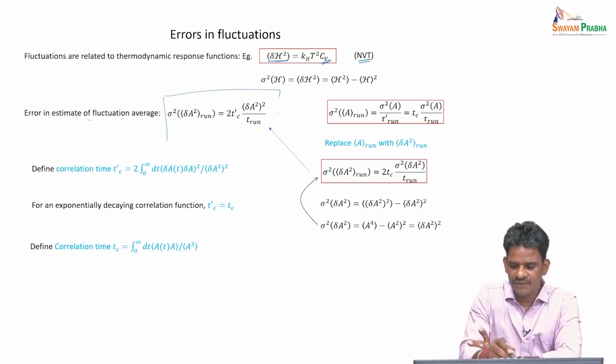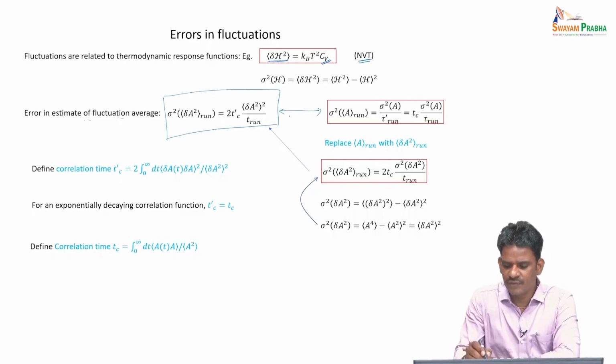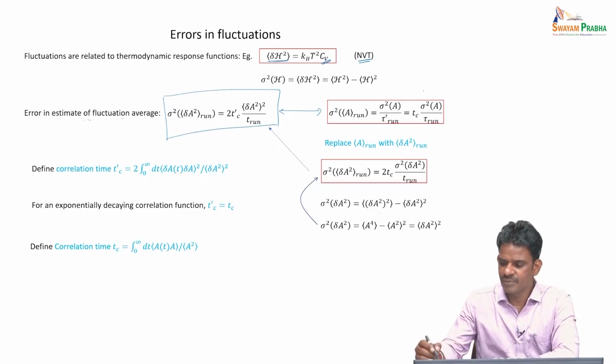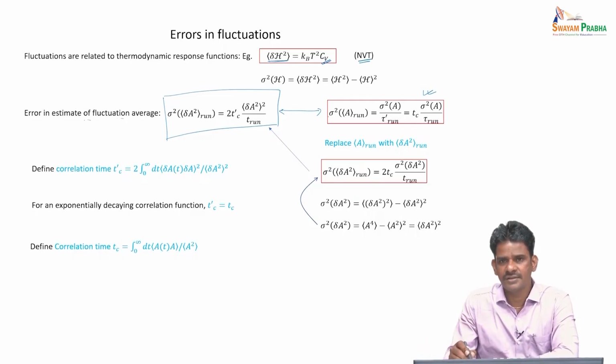So if you look at this particular formula, it closely resembles the expression for the error estimate for the equilibrium averages. You must be familiar with this expression, where we said that the error in the variance in the mean is given as some correlation time tau c times sigma square A by tau run, where tau run is the length of the trajectory or length of the simulation data sets.